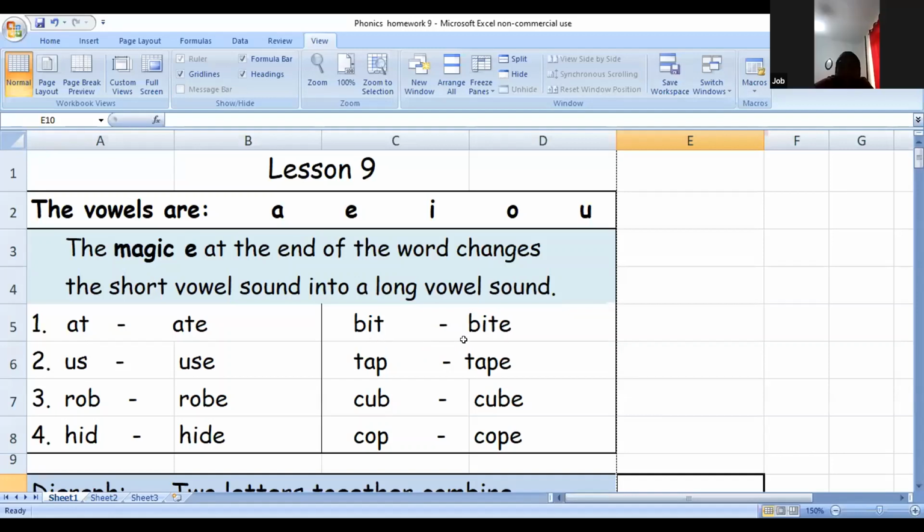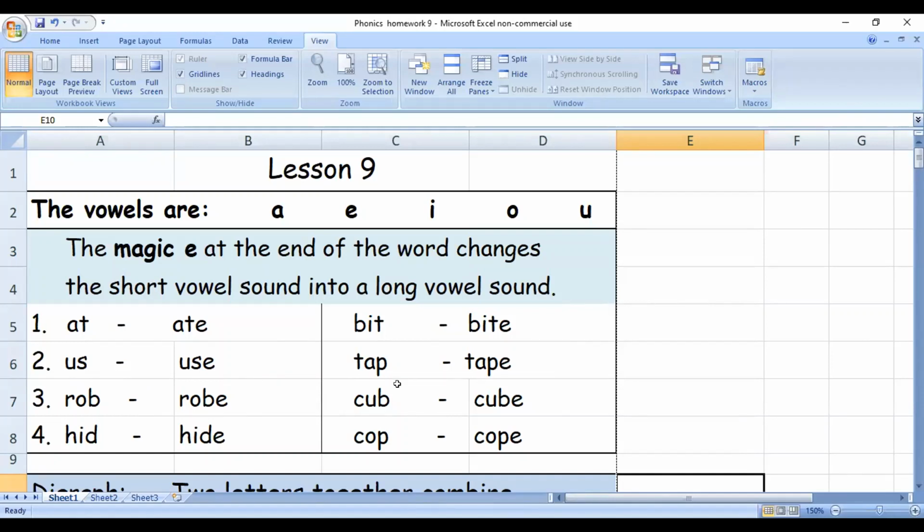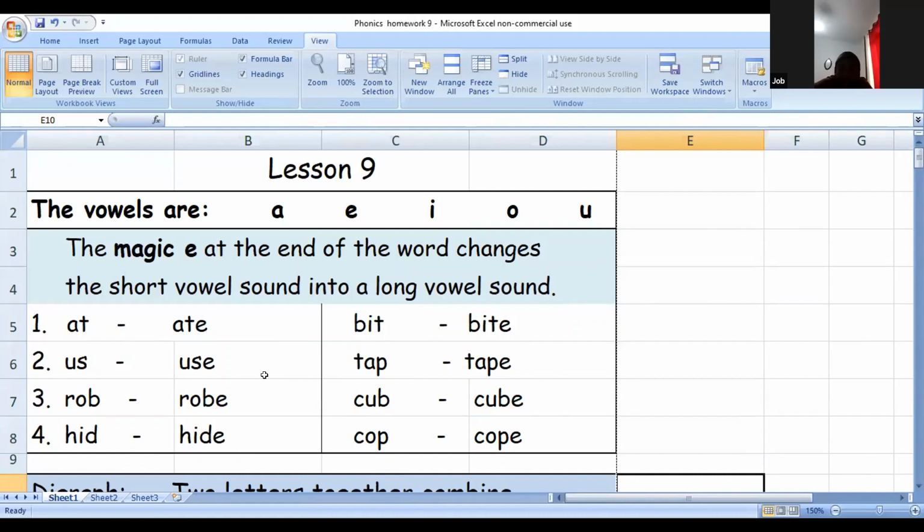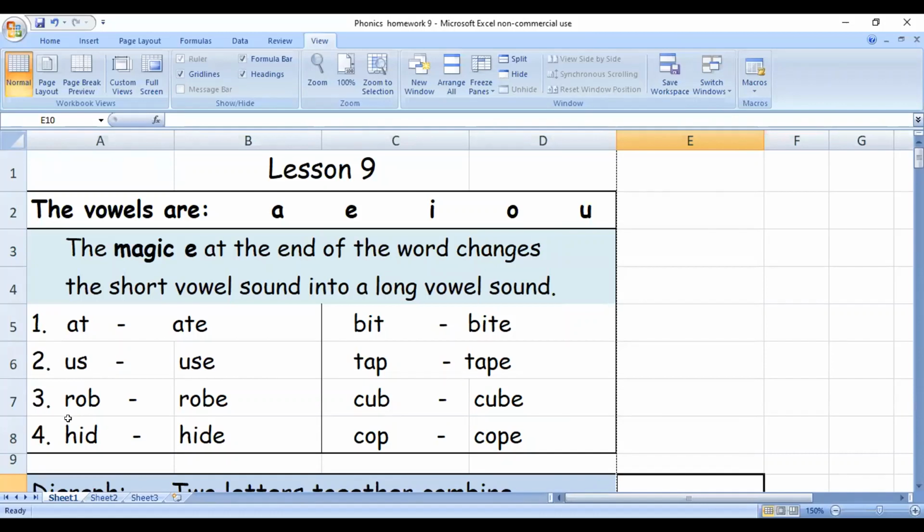Bit, bite. Us, use. Tap, tape. Okay, stop. Do you understand? Do you understand why it comes like this? Yes, ma'am. Yes. Okay. Can somebody else do line 3 and line 4, please?